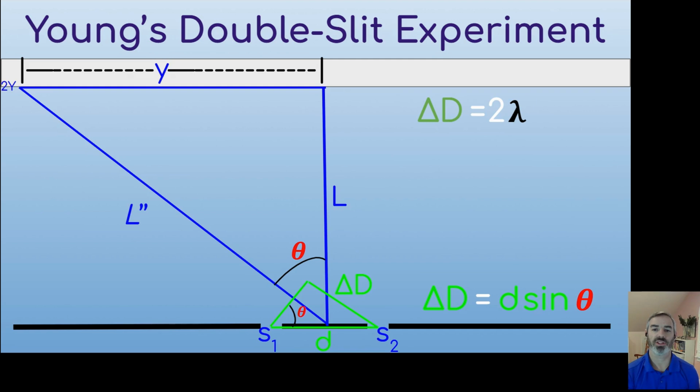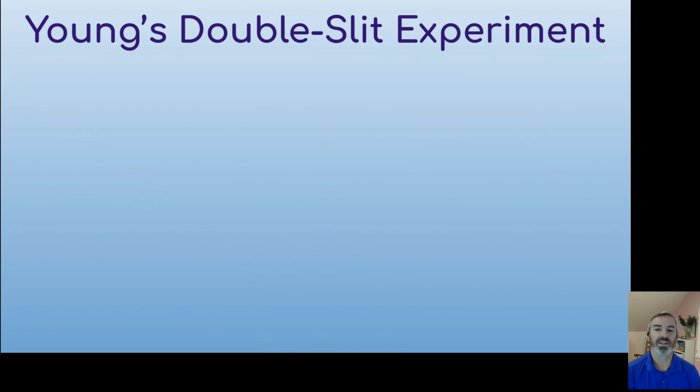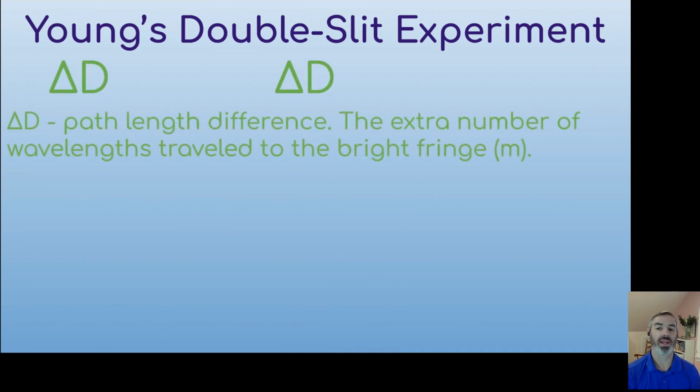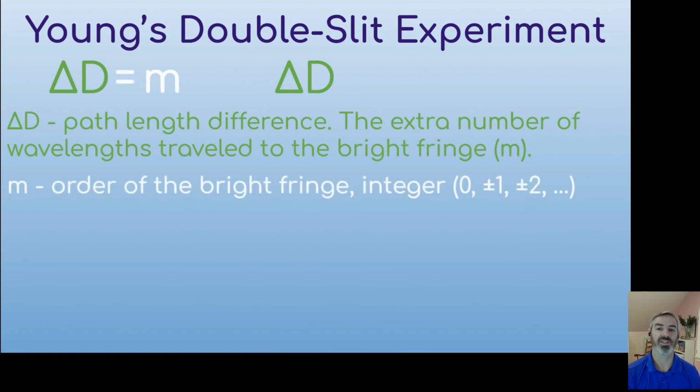Now, if we repeated this process for the third and fourth, we find that it would just be 3 wavelengths, 4 wavelengths, and so on. So we can rewrite this as delta D is equal to some integer that we'll call a lowercase m times the wavelength. Now, delta D is the path length difference, or the extra number of wavelengths traveled to the bright fringe, measured in meters. M, as we mentioned before, is the order of the bright fringe. That's an integer, so 0, plus or minus 1, plus or minus 2, etc. Each number represents the 0th order magnitude, first order magnitude, second order. Positive would be to the left, negative would be to the right on the screen. Then we multiply m times the wavelength of light measured in meters.